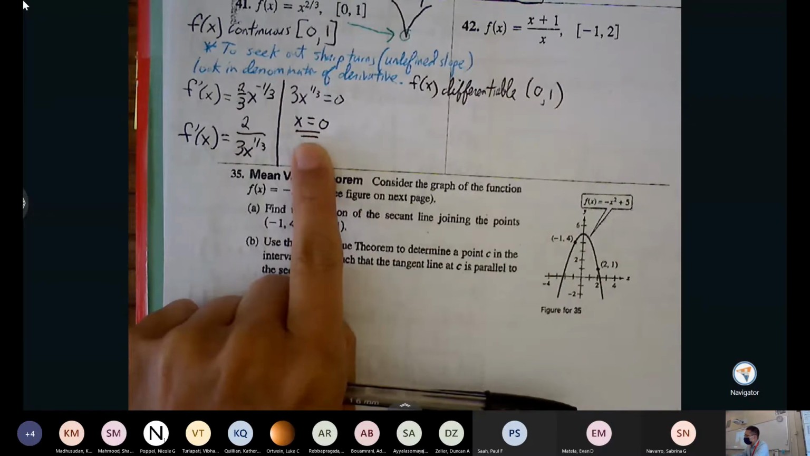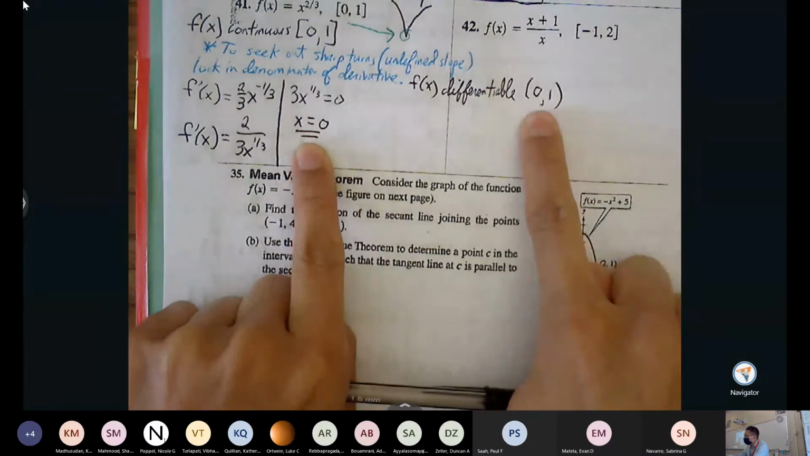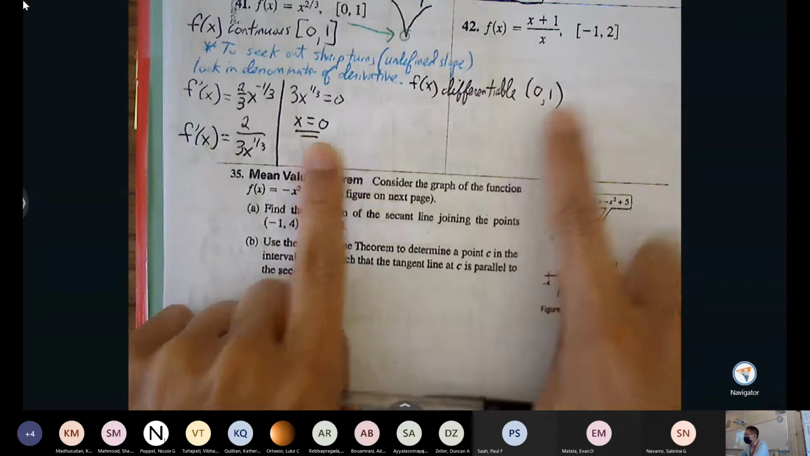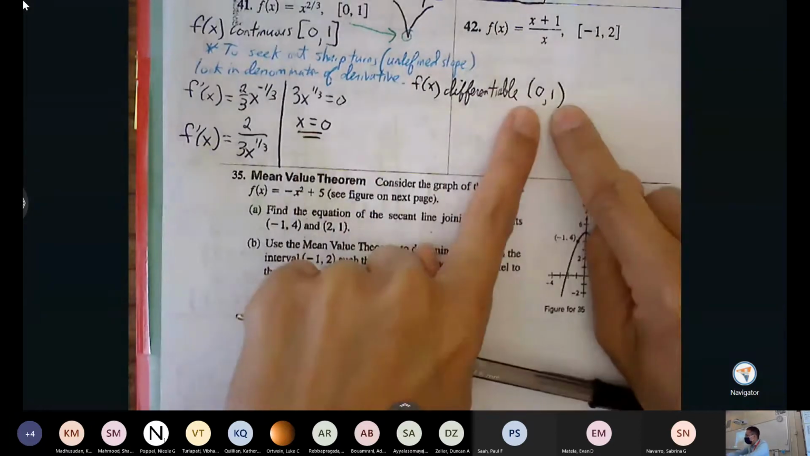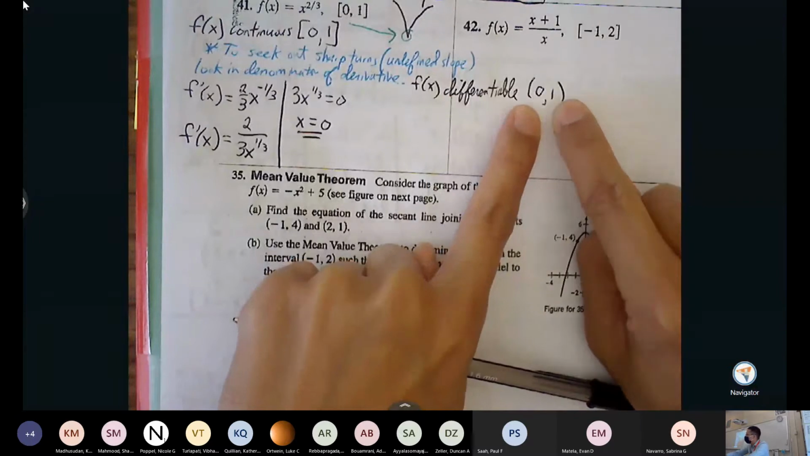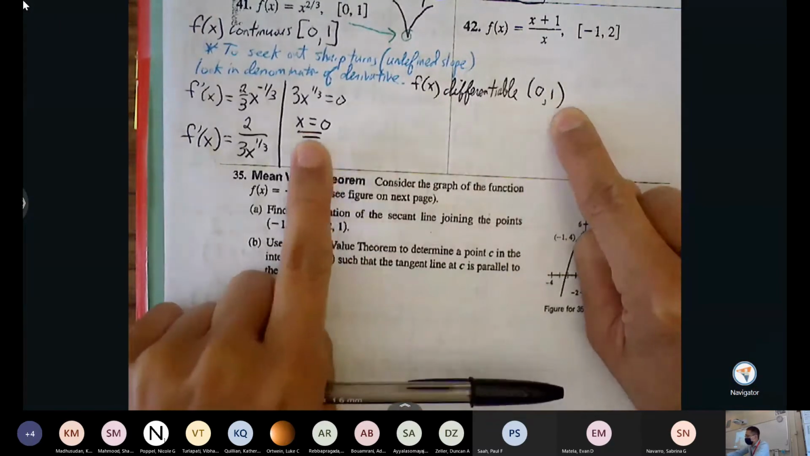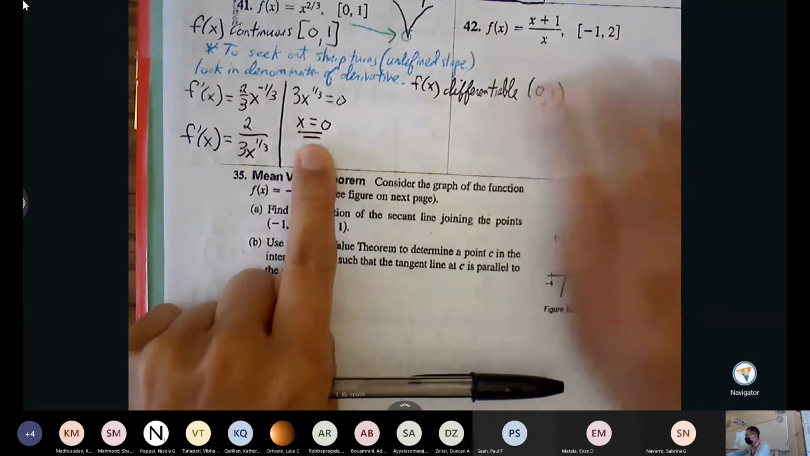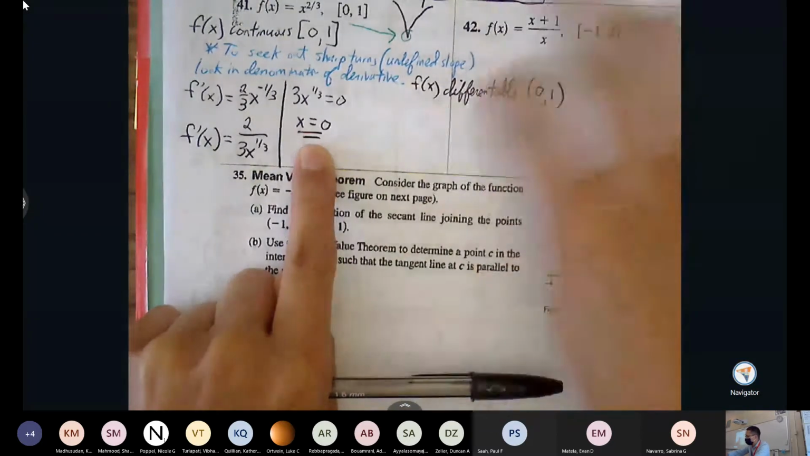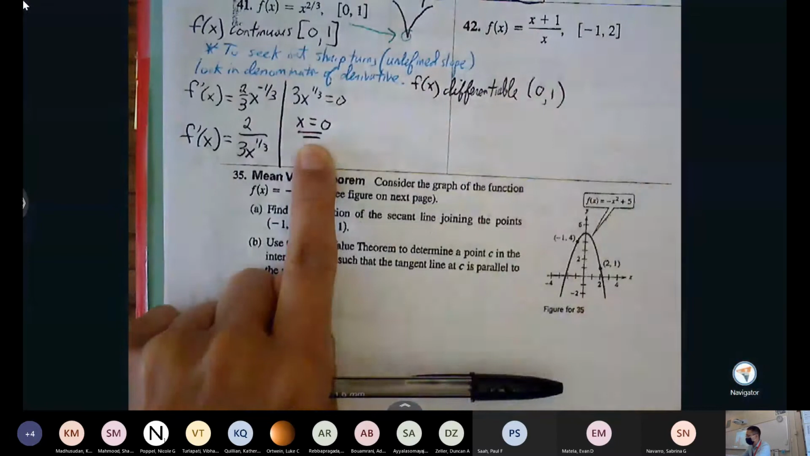Is 0 outside or inside this interval? It's outside. So what this tells us is that if there is a slope undefined at the endpoint, it's okay. It still will pass this test. Now, obviously, if this was between the endpoints, then we would stop the problem and say function not differentiable. We can't guarantee a slope if the slope isn't safe everywhere between the endpoints.